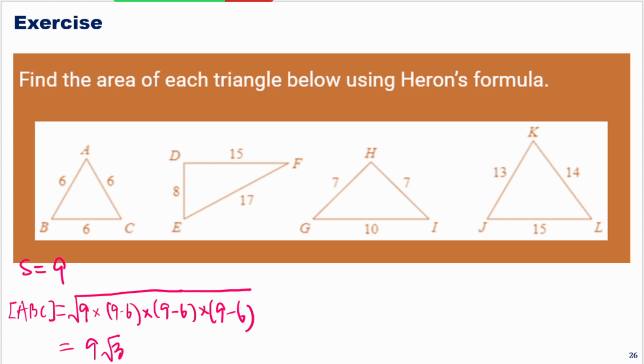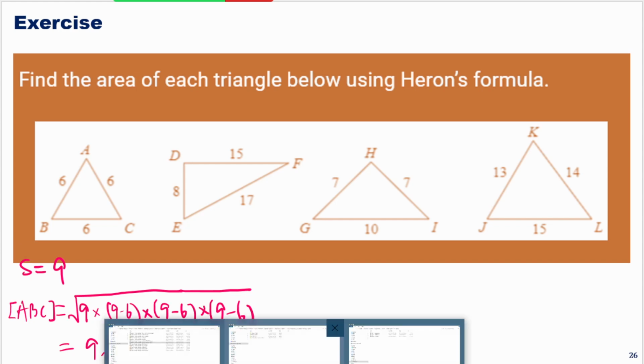So for the other triangles, you can use the same method to find the area of each of them. So I'm not going to cover all of them. You can use them as homework, okay? Any questions? All right, no questions. Let's have a look at the next topic, okay?